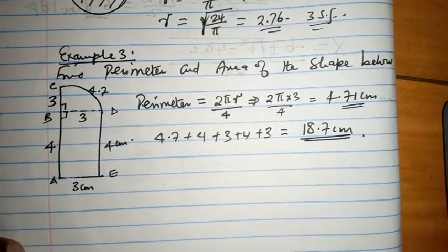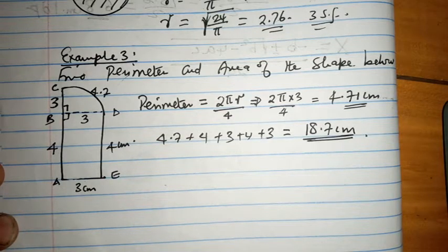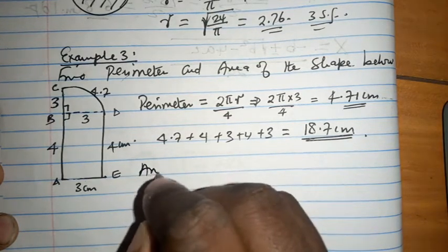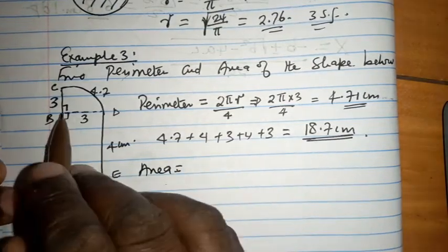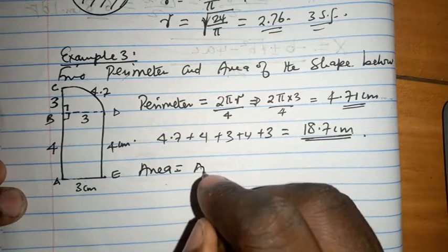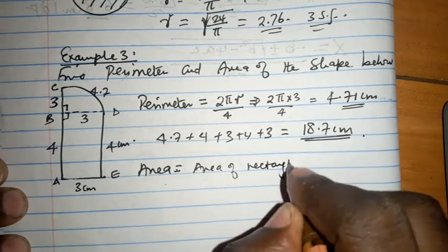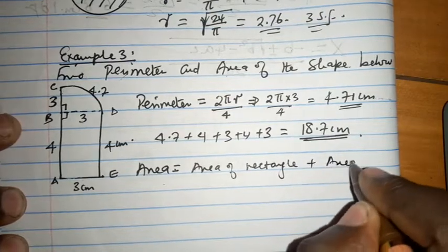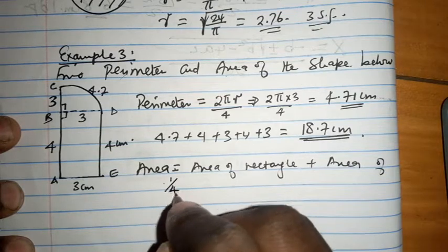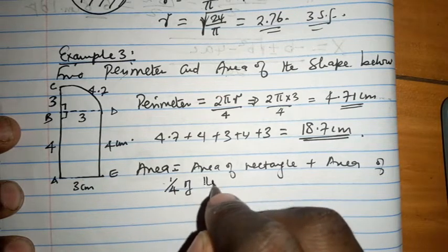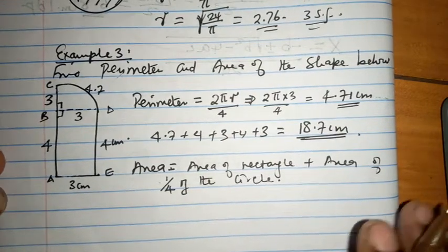We have been able to calculate the perimeter of that particular figure. Let's talk about its area. The area is the area of this rectangle plus the area of a quarter of the circle.